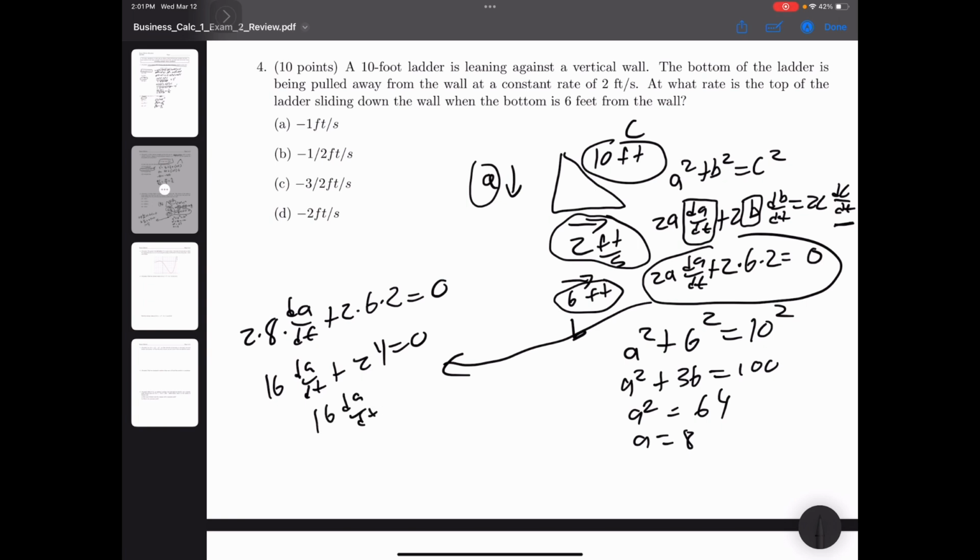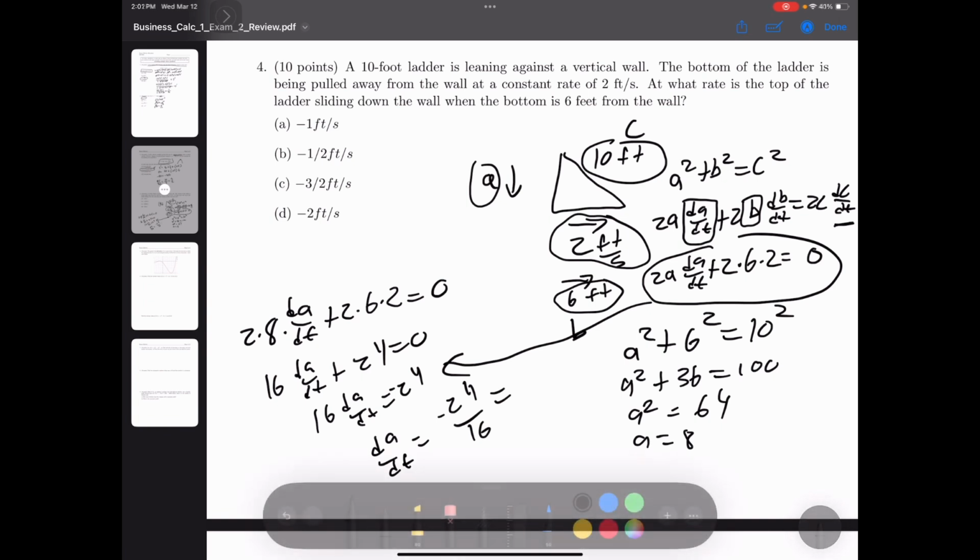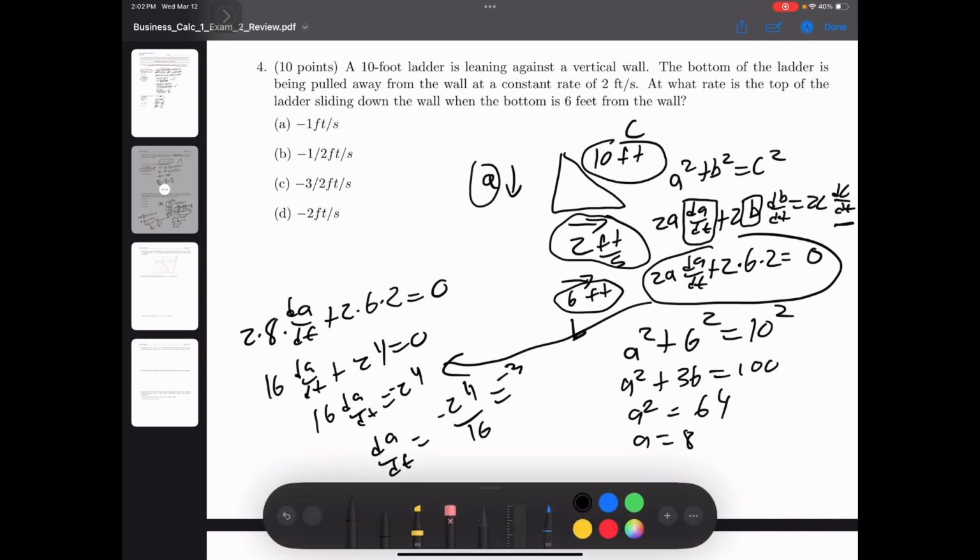16 dA/dt equals negative 24 divided by 16. dA/dt equals negative 24 over 16. We can divide them both by 8, and we get negative 3 over 2. And so we get negative 3 halves feet per second. Negative 3 halves is an answer. It's letter C, and that's number 4.